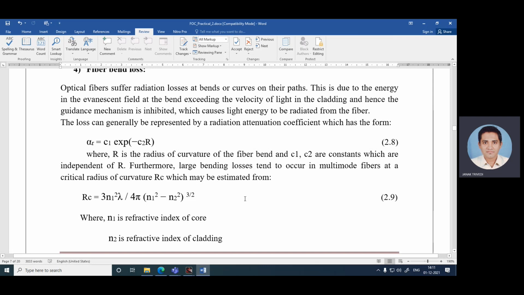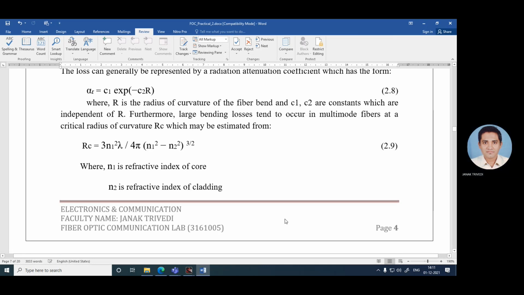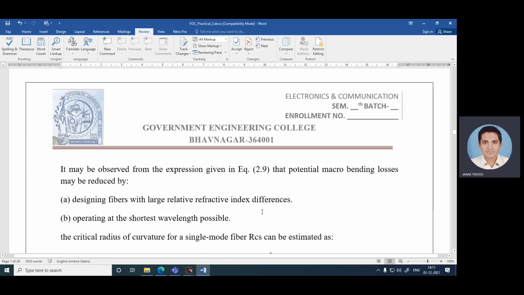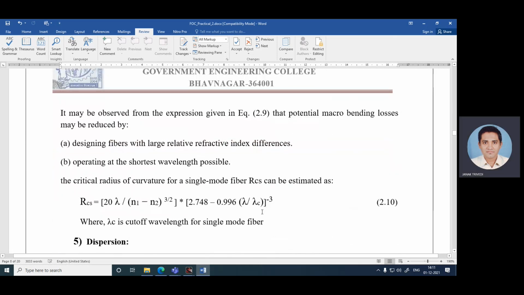Furthermore, large bending loss tends to occur in the multimode fiber at a critical radius of curvature r_c, which may be estimated from r_c = 3 n1² λ / (4π (n1² - n2²)^(3/2)), equation 2.9, where n1 is the refractive index of the core and n2 is the refractive index of the cladding. It may be observed from equation 2.9 that the potential macrobending loss may be reduced by designing a fiber with a large relative refractive index difference operating at the shortest wavelength possible.